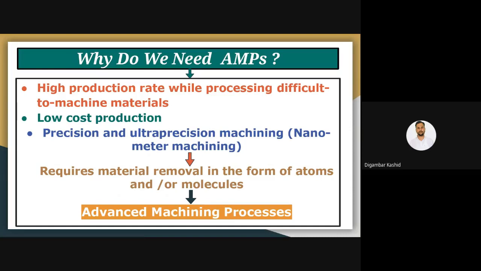These are the requirements of today's sophisticated high tech industries: precision, ultra precision machining, or nano level machining. One cannot fulfill these with the help of conventional or traditional machining processes. So we have to go for advanced machining processes. This is the answer to why we need advanced machining.